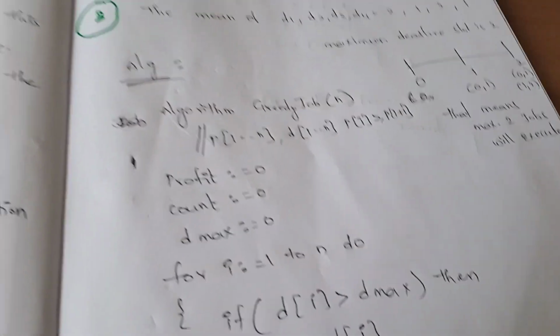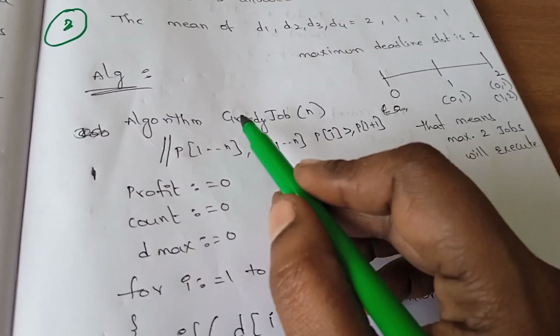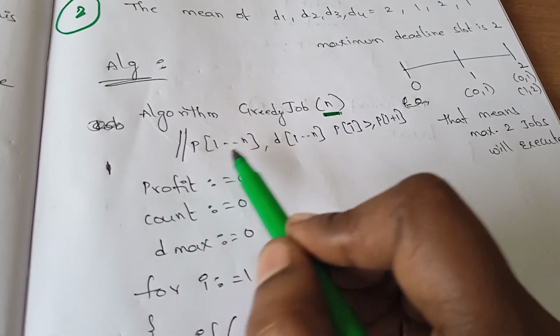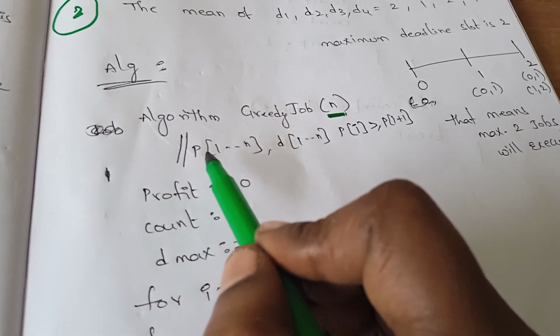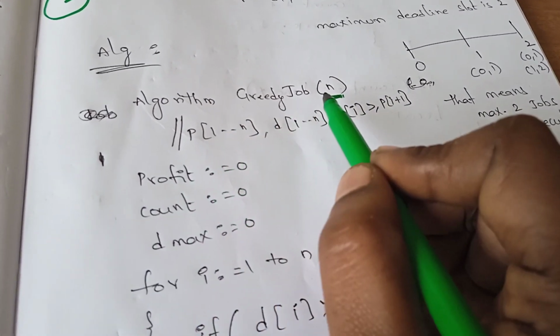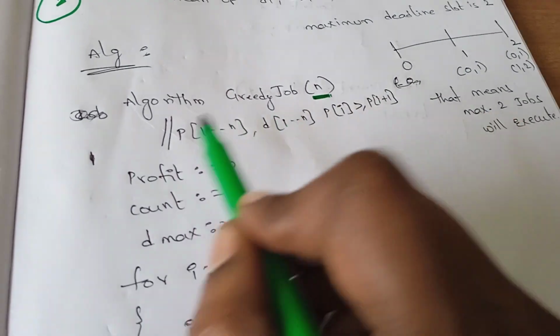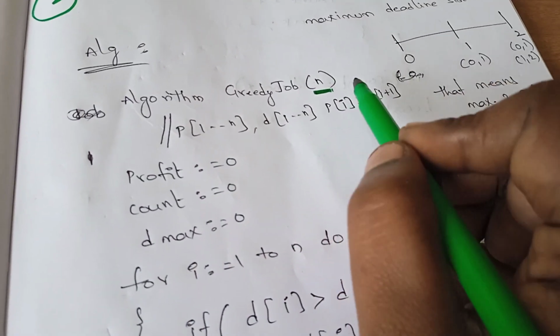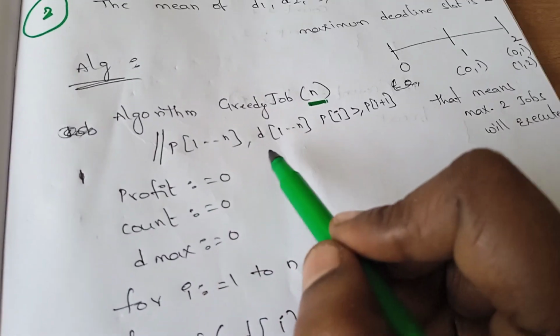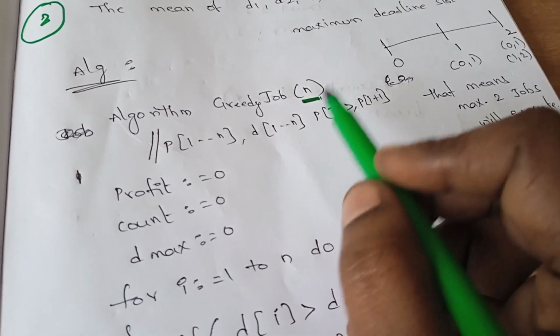Now let's see the algorithm. I'm writing the algorithm for greedy job sequencing for n jobs. P1 to Pn means the profits of each job: P1, P2, P3. If I have n equal to 4, then P1, P2, P3, P4 are my profits. D is what? D1, D2, D3, D4.